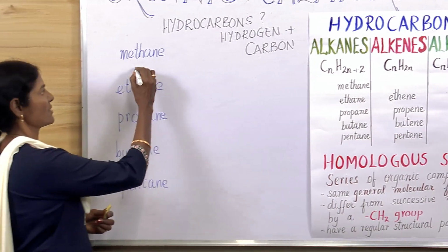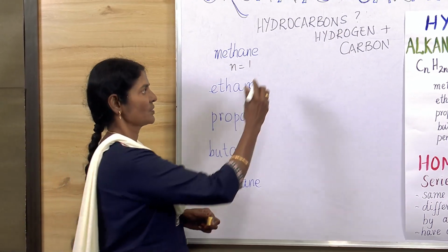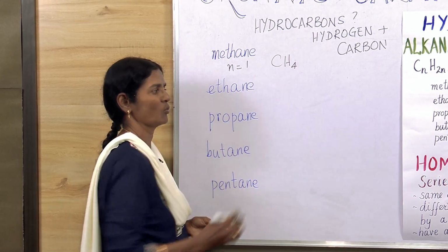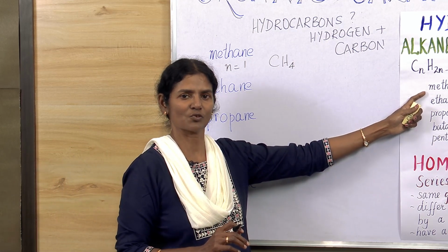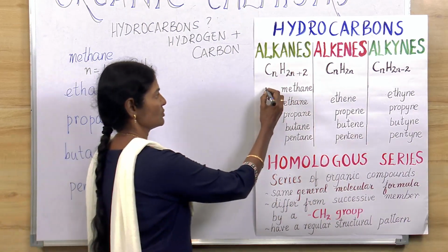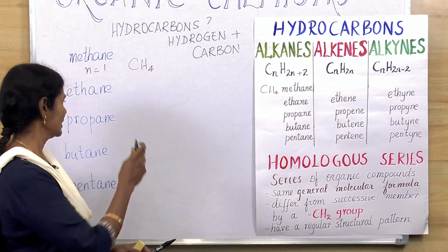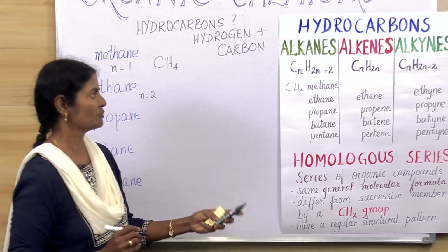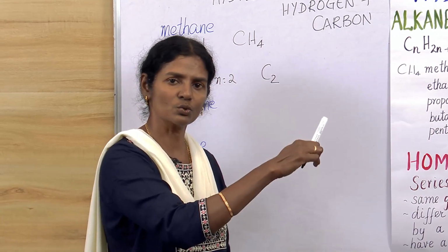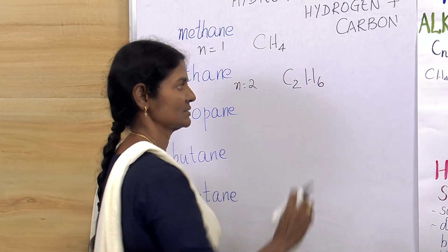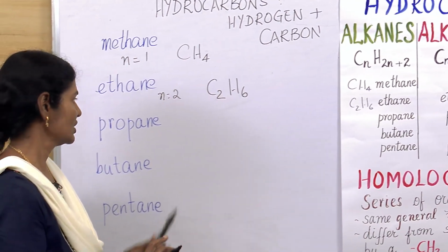If N is equal to 1, then using CnH2n+2 the formula would be CH4. That will be the formula for methane. Now let's go to ethane. N is equal to 2. Following the same formula, C will be 2, H will be 2 into 2 is 4, plus 2 is 6. So let's write it out: C2H6. Got it?